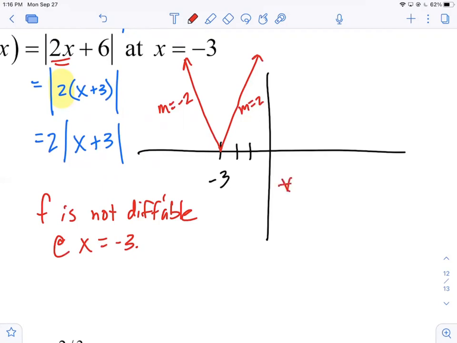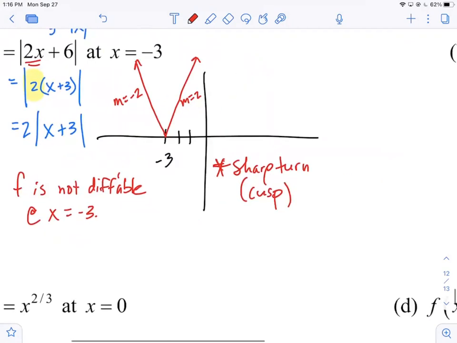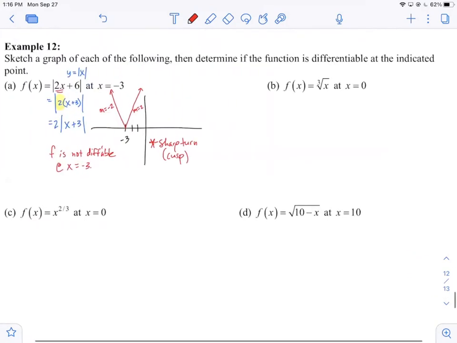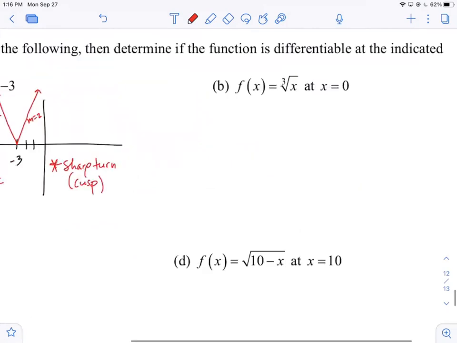But here is your visual cue, right? You have a sharp turn or a cusp. They're really the same thing. People typically classify this one as a sharp turn rather than a cusp because it goes from a straight line to a straight line. But the cusp is the formal math term for any type of barb or something that you'll see on there. All right. Now let's look at this one.